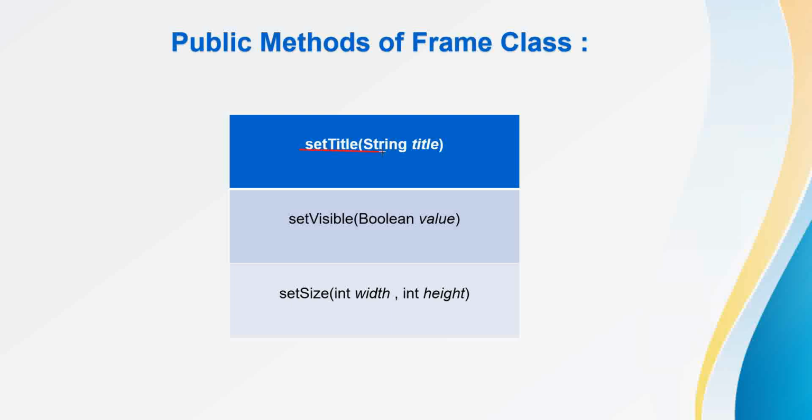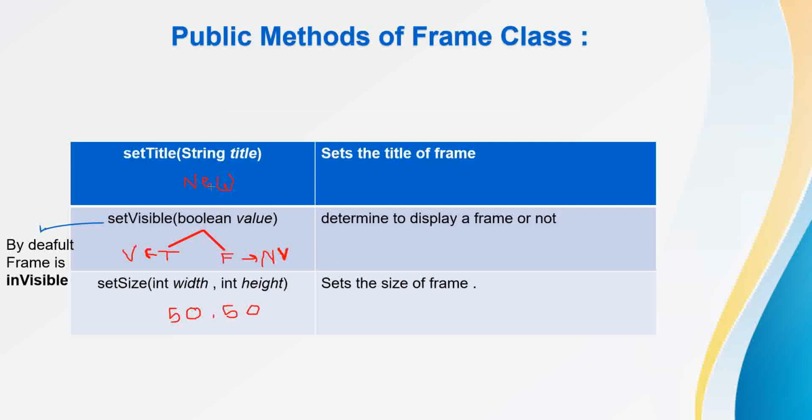The Frame class provides some methods. They are setTitle, setVisible and setSize. We will see each and every method one by one. The first method is setTitle. As the name suggests, this method allows us to set the title of the frame. Like setTitle in brackets "new". This method will create a frame with the title new.